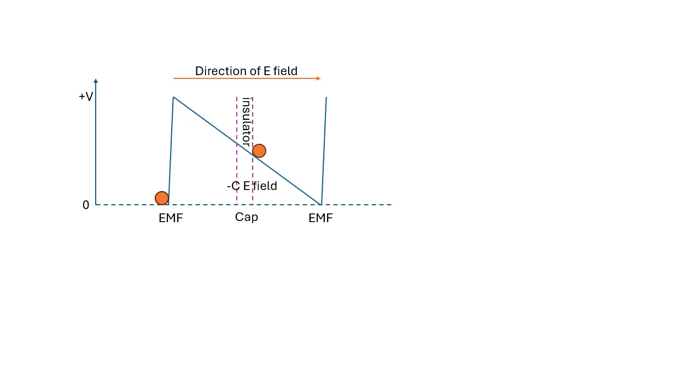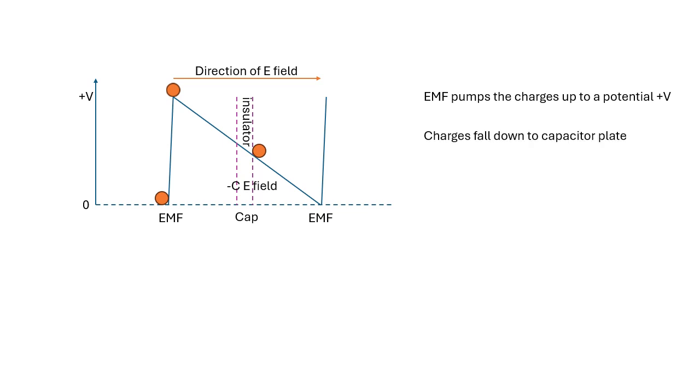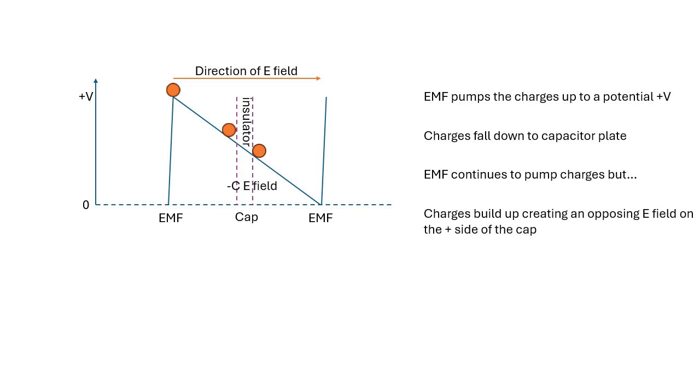So when we switch on the EMF, it pumps charges up to a potential plus V. The charges will fall down to a lower potential, but this time they'll only go as far as the capacitor plate. They can't go any further because they can't travel through the insulator. The EMF will continue to pump charges, and those charges will continue to roll down towards the capacitor, but they'll build up.